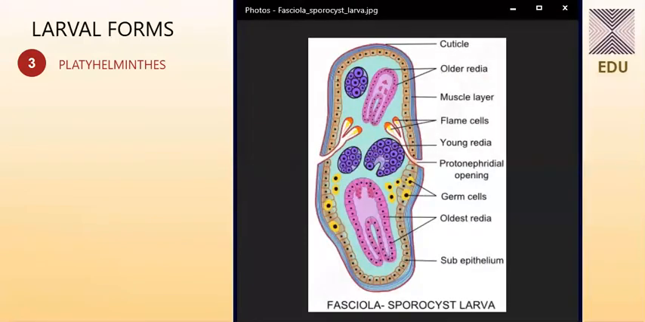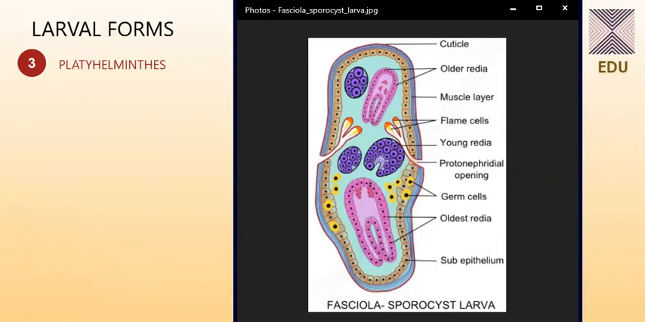Now students, this particular diagram is giving you the structure of the Sporocyst larva, or the second larval form in the case of the Fasciola hepatica. As the previous form, the Miracidium, enters the secondary host or the Limnia snail, that will give rise to the Sporocyst larvae inside that particular snail. Now this Sporocyst larva has all the features of an adult form.